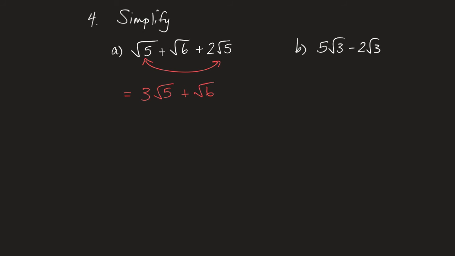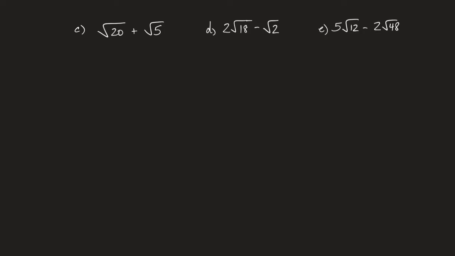Okay, we take a look at B, and we should have matched up with B. 5 of something minus 2 of something is 3 of that something. We simplify down to 3 root 3. We are good. So hopefully we match up in both those cases, and we can jump into the next type of problem.